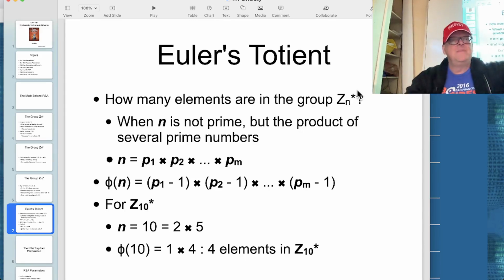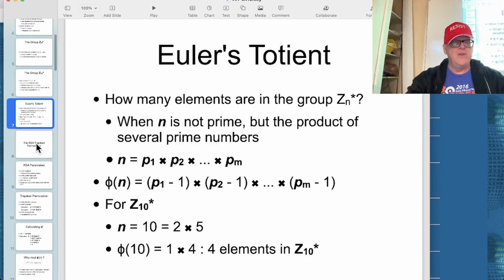So then what is he multiplying? 4 times 6? Yes, exactly. So if I have 35 here, then I would have 4 times 6, so only 24 of those numbers are actually in the group. That's exactly right. And for Z star 10, 10 is 2 times 5, so phi is 1 times 4. There's only 4 elements in Z star 10, because all the others have no inverse and are excluded.